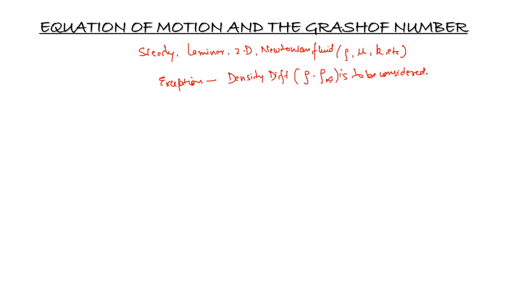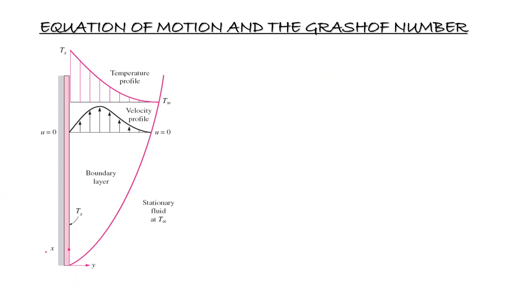Right. Consider a vertical hot plate. Now let us consider a vertical hot plate immersed in a quiescent, or static, fluid. We take the upward direction along the plate as x. This is the upward direction as the x-axis, and the normal to the plate as the y-axis. Therefore, gravity acts in the x direction. So this is the gravitational force acting in the downward direction along the x-axis.